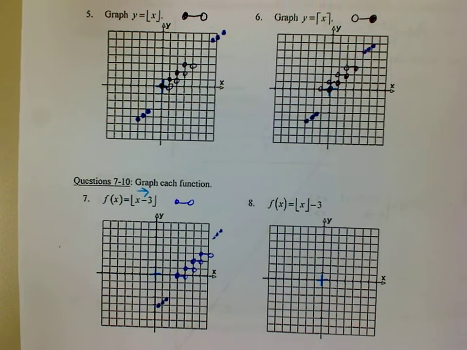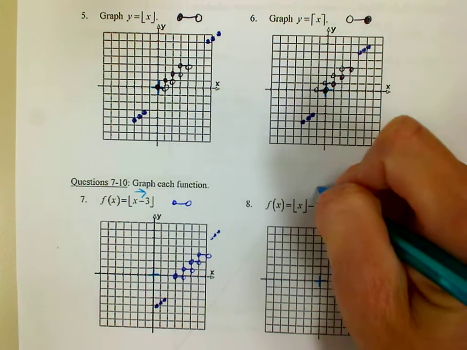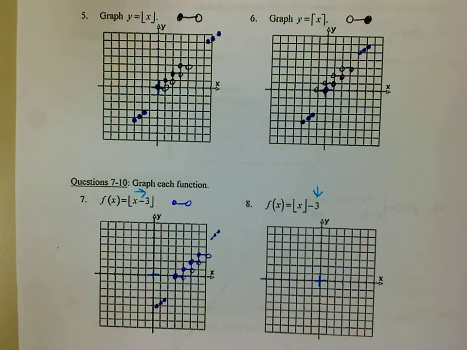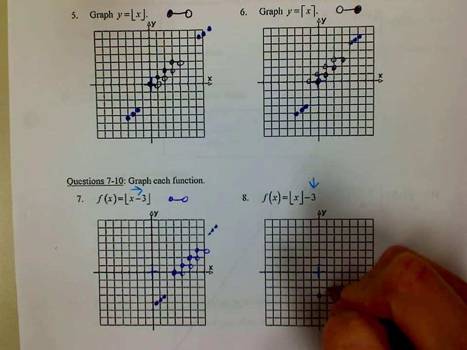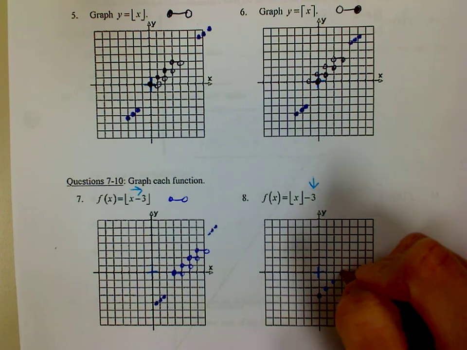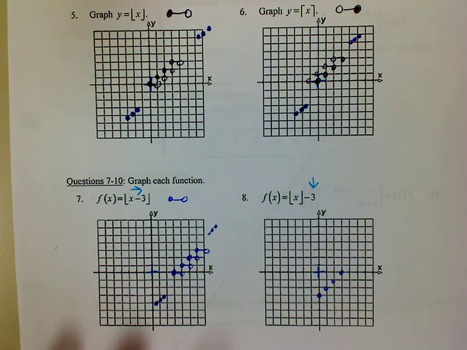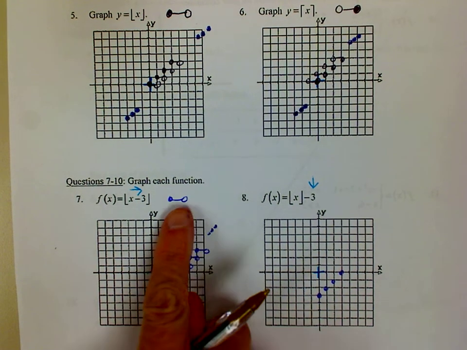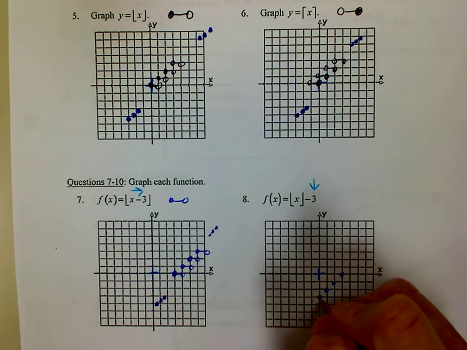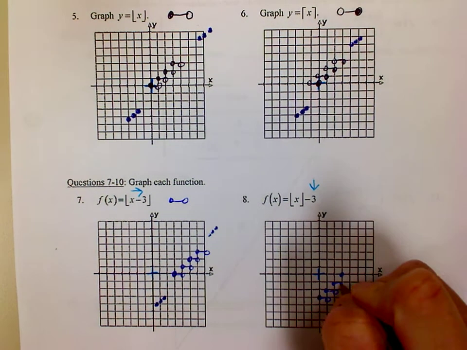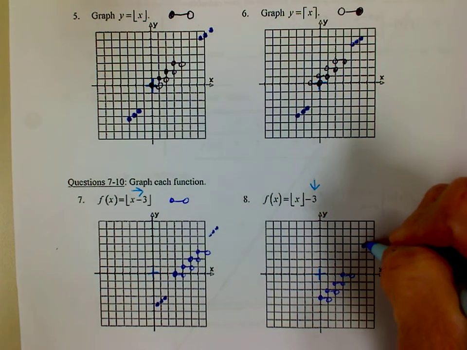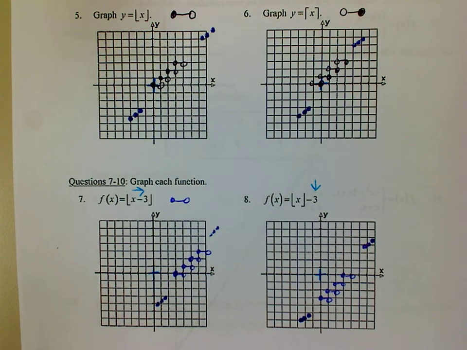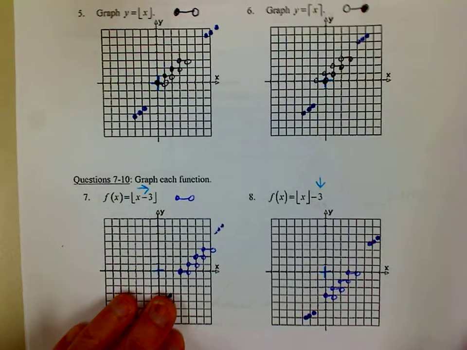Okay, on number 8, this number is by itself, so I'm going to go down 3. So 1, 2, 3. Put points on the diagonal. And this time it's also round down. So I want them to look like that again. So the closed points are going to be on the left, and the open ones are going to be on the right. And then it keeps on going. Okay, let's move on.